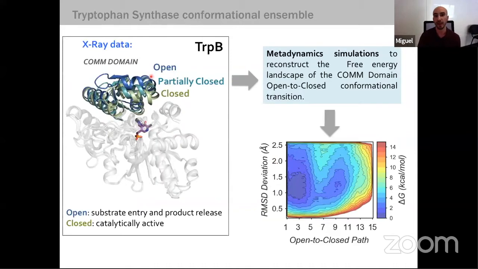So in our study, we reconstructed the free energy landscape of the COMM domain open to closed transition. As you see, this is an example of a plot of our analysis. The x-axis is based on the X-ray data, from the open conformations, the most open one, towards the most closed conformation, which would be the 15, as you see here, the closed state. And the y-axis represents the RMSD deviation from the ideal path generated from the X-ray data.